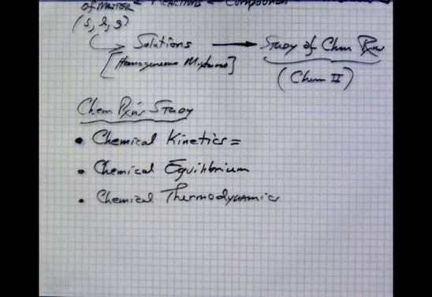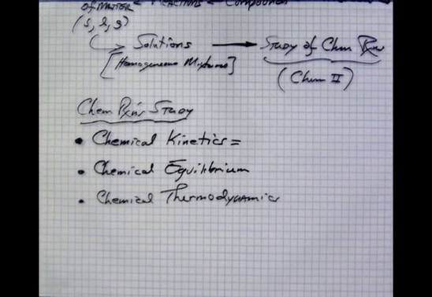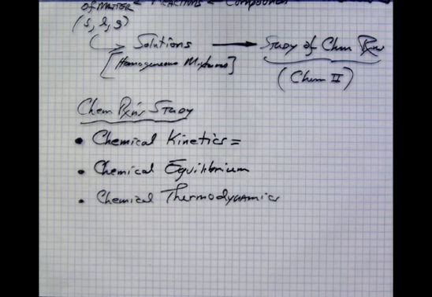An entire chapter deals with the study of chemical kinetics. About 6 or 7 chapters deal with equilibrium concepts. And then we have one very large chapter on thermodynamics. Actually, one of them is in Chem 1.